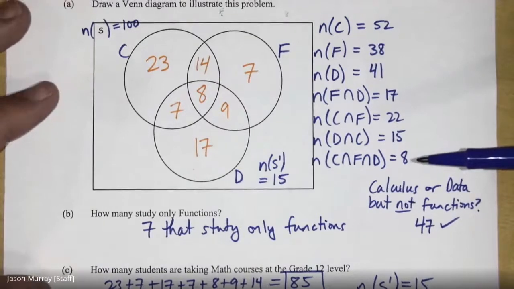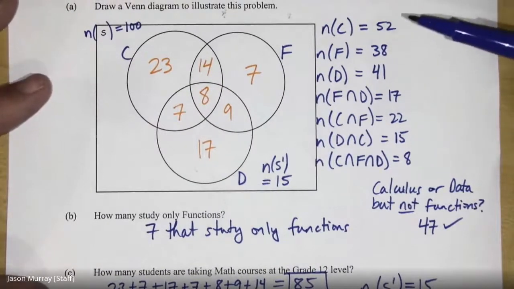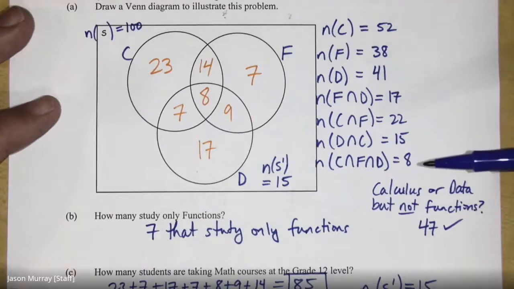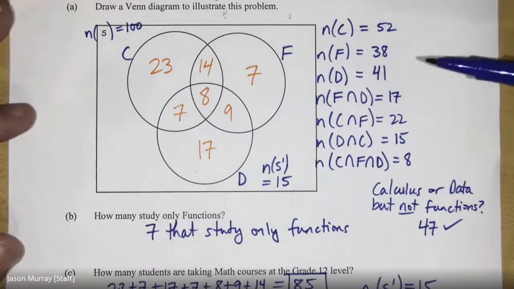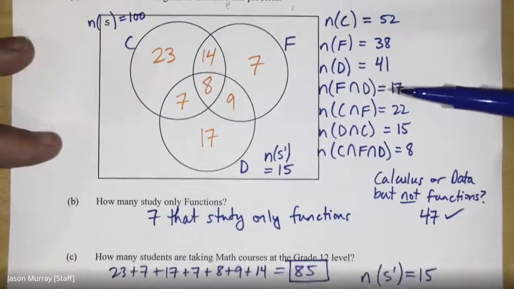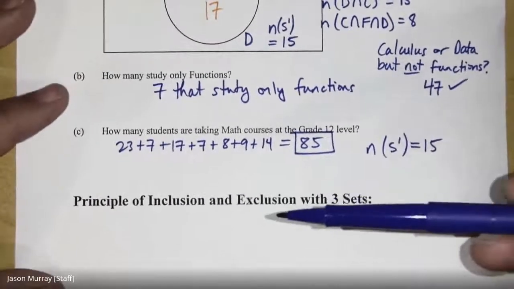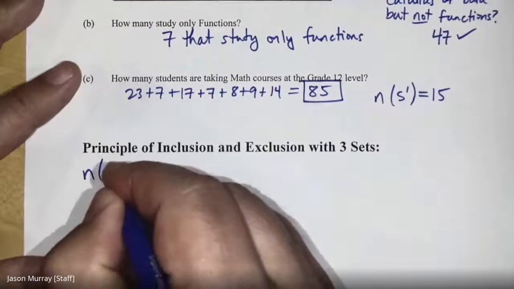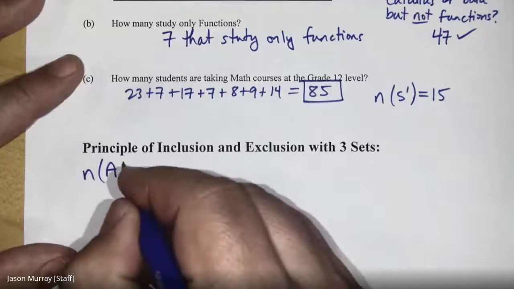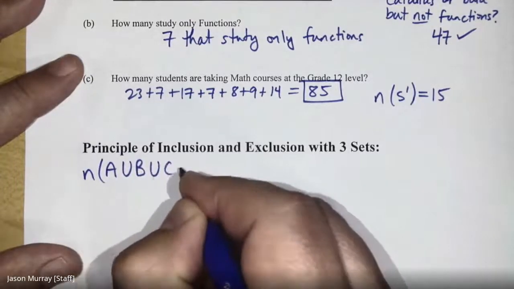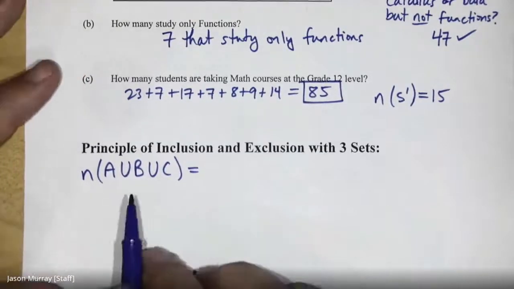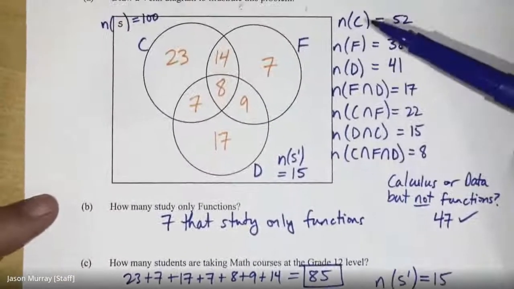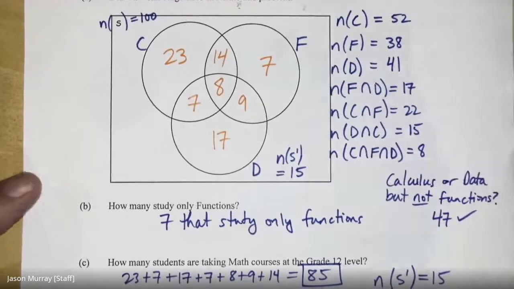So what I would like you to do now is to figure out how to get 85 out of these numbers here. Some you'll have to include, some you'll have to exclude. That's why it's called the principle of inclusion and exclusion. So I'm asking you to figure out what the number in A union B union C is equal to in general when we have all of these numbers. Okay? Try it right now.